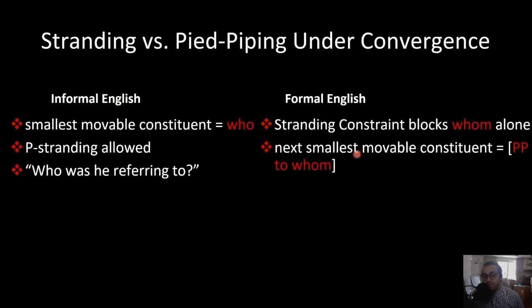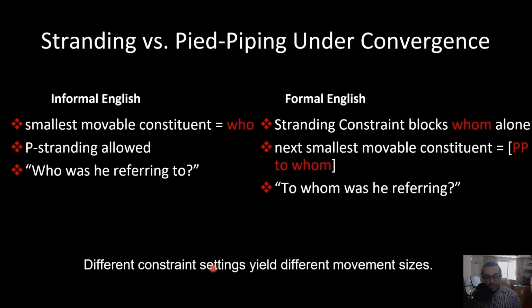Next smallest movable constituent would be the PP. Therefore, we move the PP and we have to whom was he referring. So different constraints would yield different movement sizes.